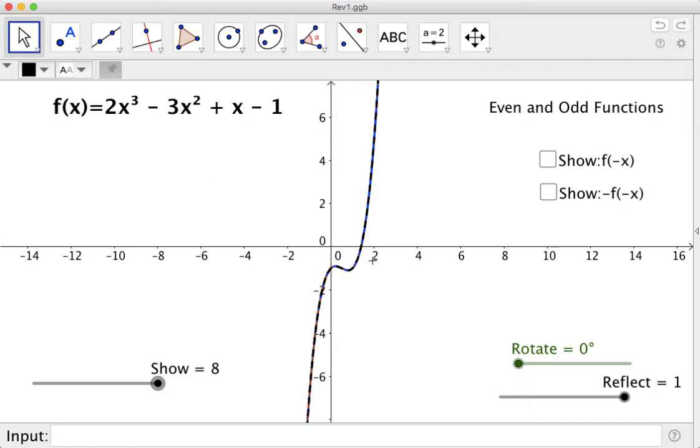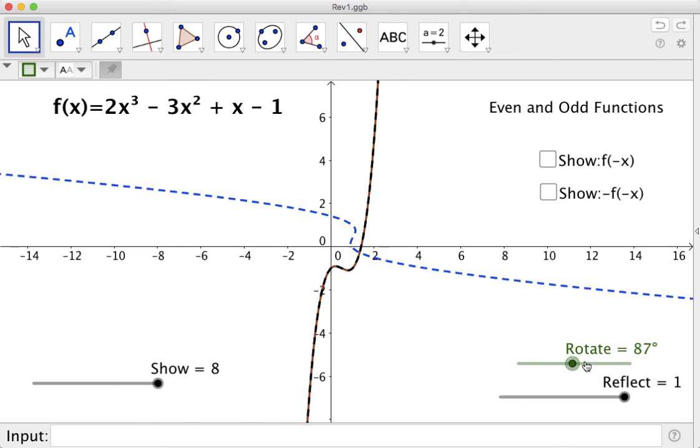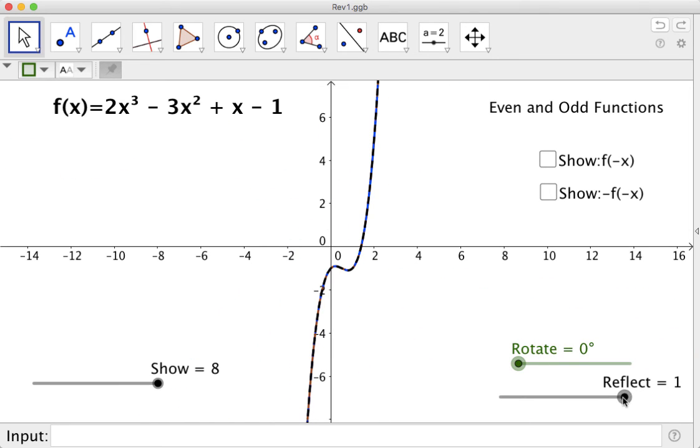Finally, we take an odd polynomial that doesn't go through the origin and isn't symmetrical around the y-axis. It's neither even nor odd. It does not rotate onto itself around the point 0, 0, nor does it reflect onto itself around the y-axis.